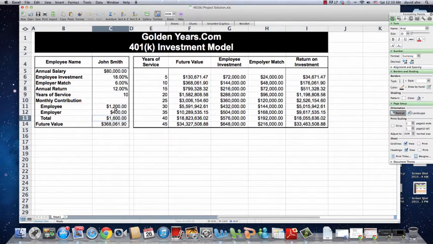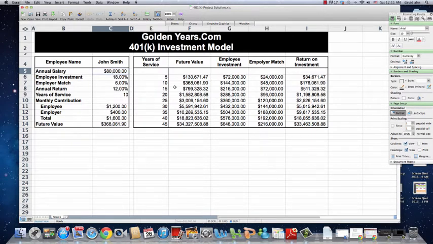Now, you should predefine the format of each cell. For instance, here you should put a currency format. These as a percentage, because those are more of a percentage of the annual salary. And these sections as currencies as well.